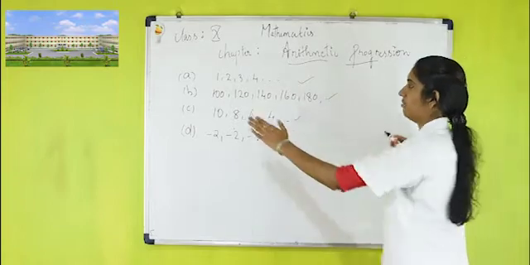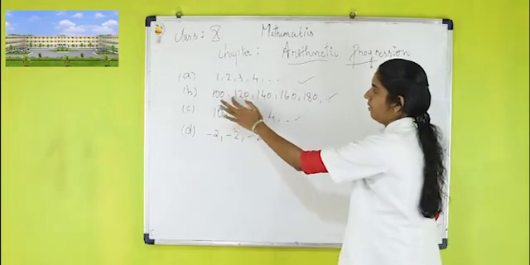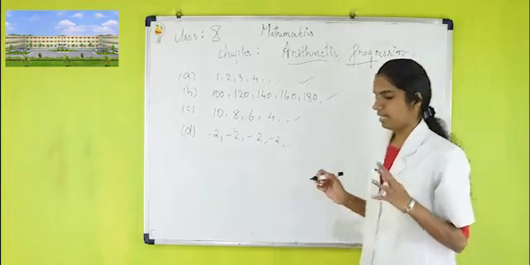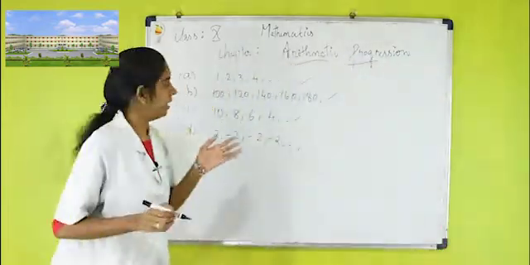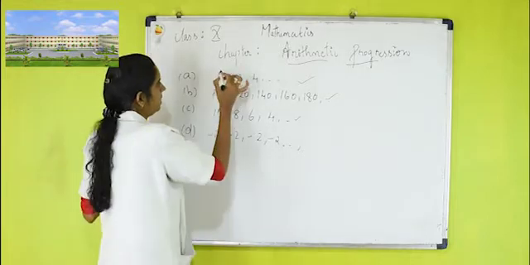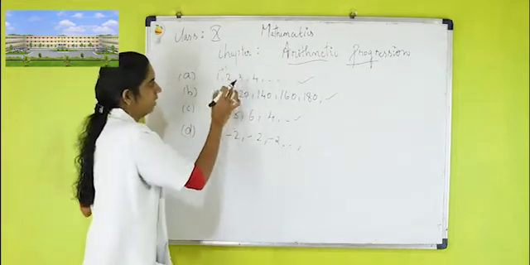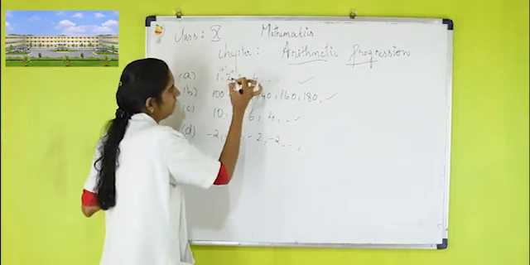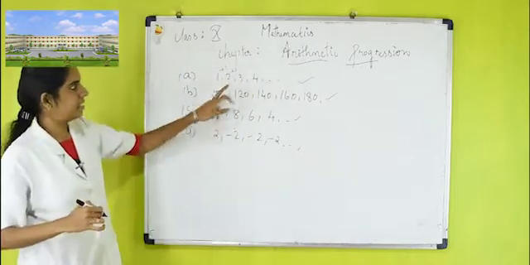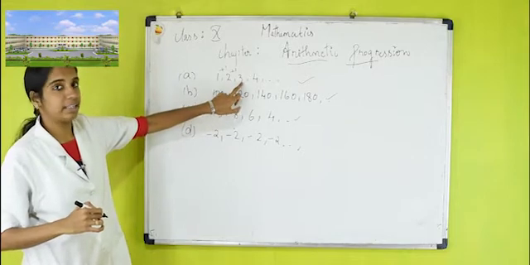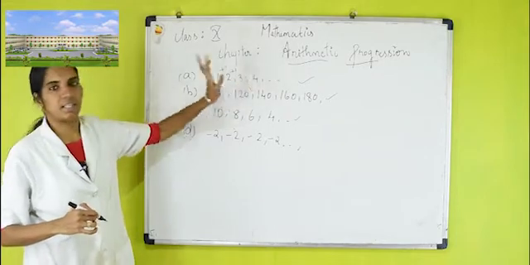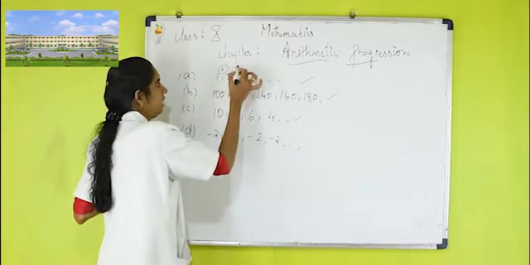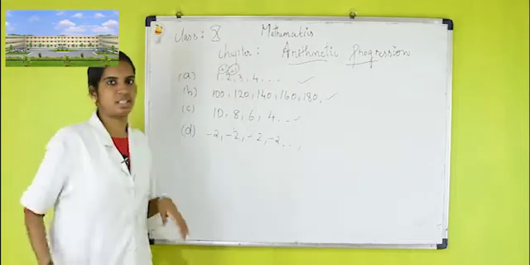Suppose we consider 1, 2, 3, 4, etc. In the first example, the first digit is 1, and adding plus 1 to the first number we get the second number, right? If we add plus 1 to the second number we get the third number. At the same time, if we add that number to the third one we get the fourth term. So plus 1 is added to each term of the series.